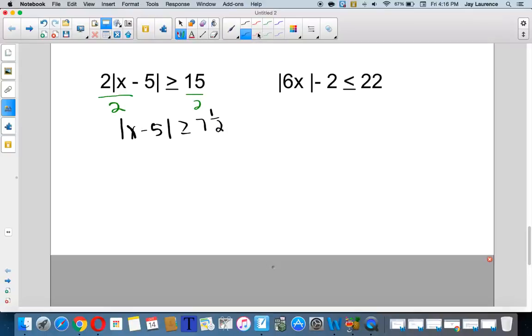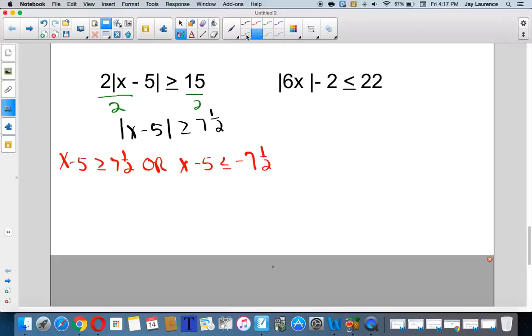All right? Now, I rewrite it as two inequalities. This is an OR, right? A great OR. So I'm going to go x minus 5 is greater than or equal to 7 and 1/2, or x minus 5 is less than or equal to negative 7 and 1/2. Yeah, you change the sign of the second one and flip the inequality.